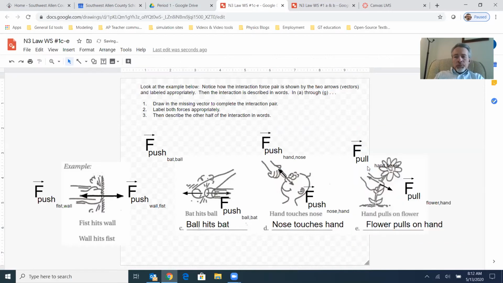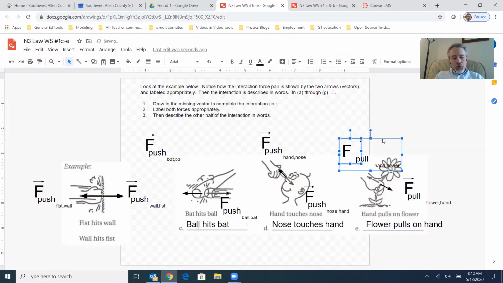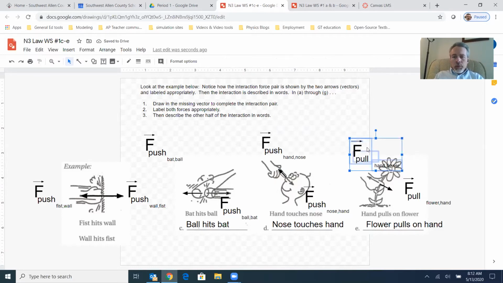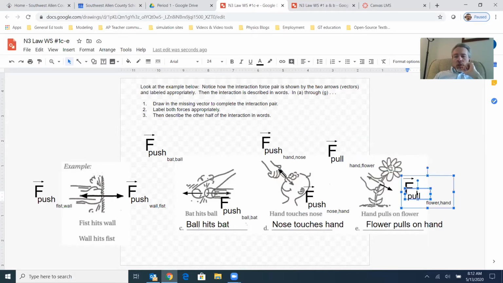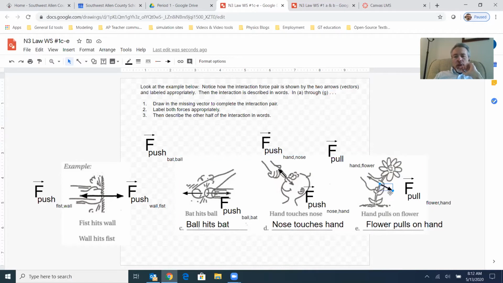And then the last one, let me move this back over again. Oh, shoot. So it says the hand pulls the flower. That means the flower pulls on the hand. So they're both interacting with one another. There's a pull force on the flower from the hand. That's the one that was drawn. But then there's this other force right here. It's a pull force on the hand from the flower.